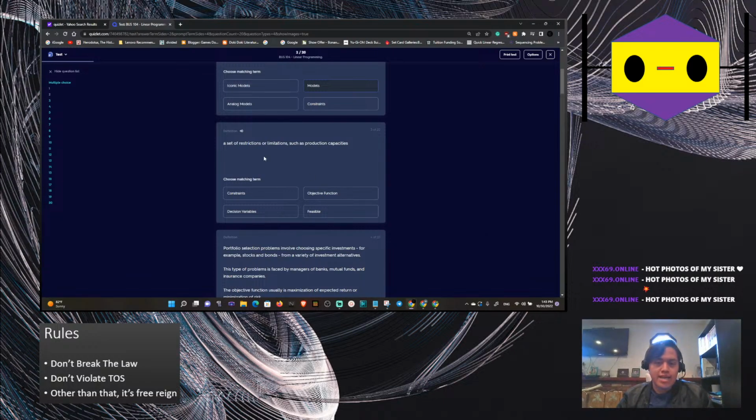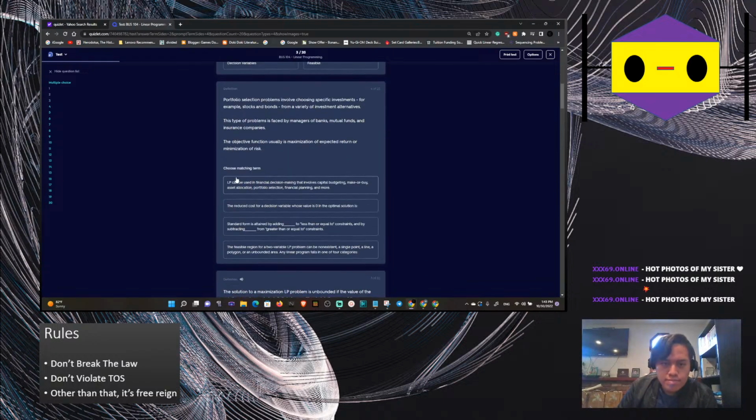Such as pressure capacities. Constraints are a set of restrictions or limits, right? Portfolio selection problems involve choosing specific investments, for example, stocks and bonds, from a variety of investment alternatives. This type of problem is faced by managers of banks, mutual funds, and insurance companies.